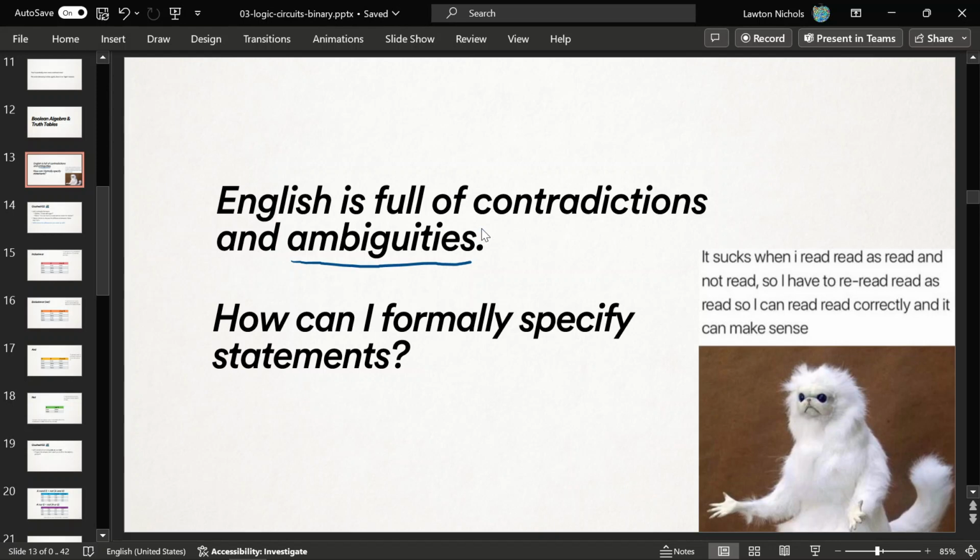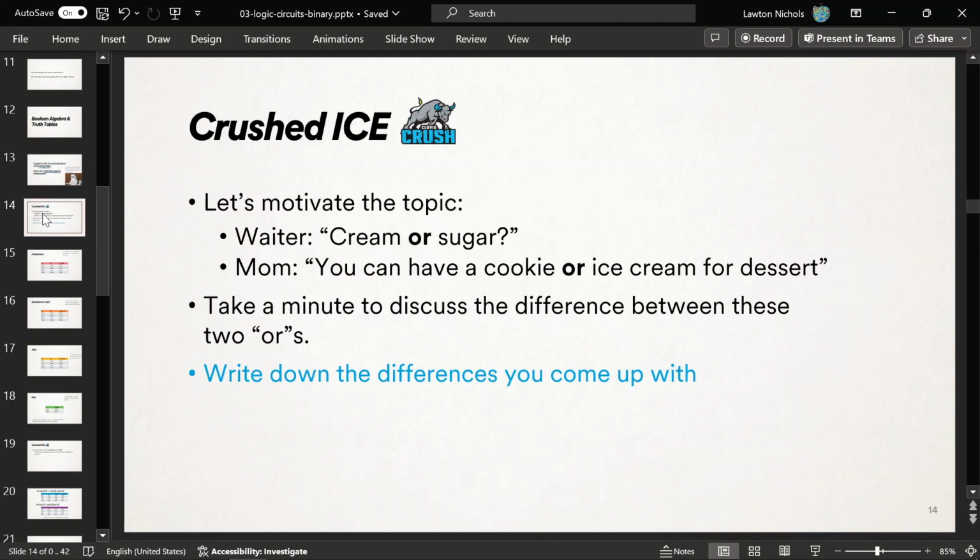Okay, so that's nice. We want to learn how to formally specify our statements so that anybody on any side of the planet would understand, so that they're not ambiguous at all. Let's remove the ambiguity. And here is a nice leading question.